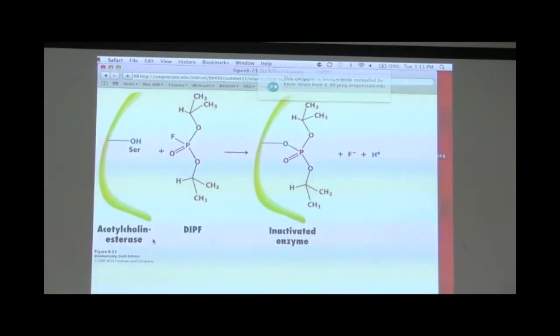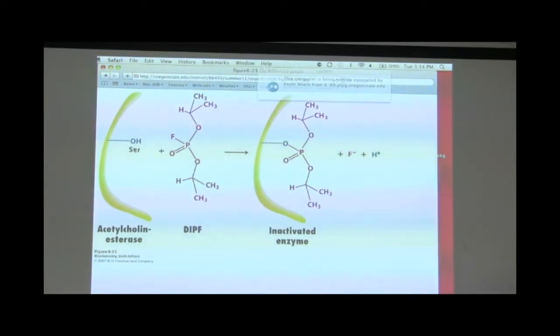So here's the chemical. You don't need to know the structure. But DIPF is a chemical reagent that covalently binds to serines. Let's imagine for a moment that that serine in this acetylcholinesterase is in the active site. And let's imagine for a moment that serine plays an important role in the catalytic action of that enzyme. If DIPF covalently binds to that serine, we would predict that, in fact, the enzyme would lose its activity or maybe have some very odd, bizarre activity as a result of it. And, in fact, that's exactly what happens.